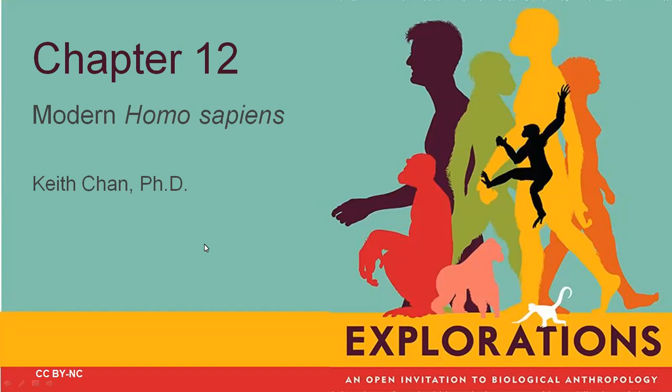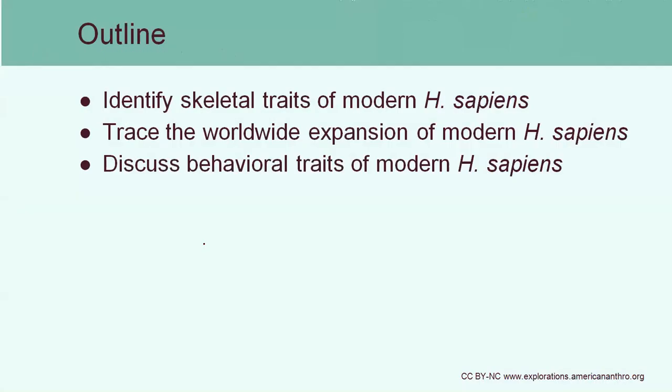In Chapter 12, we're going to be taking a look at modern Homo sapiens. So today's topics include identifying the skeletal traits of modern Homo sapiens, tracing the worldwide expansion of modern Homo sapiens, and then discussing the behavioral traits of modern Homo sapiens.